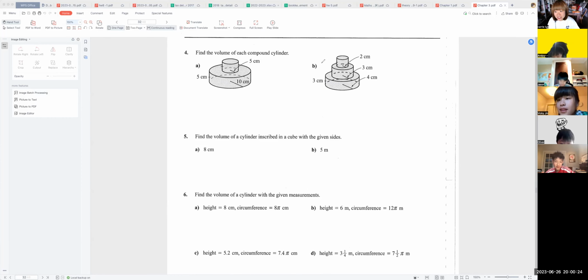So let's take a look at this one. Okay, everybody. Sorry, let's just do one question. Number A, I want you to find the volume and surface area for this one.